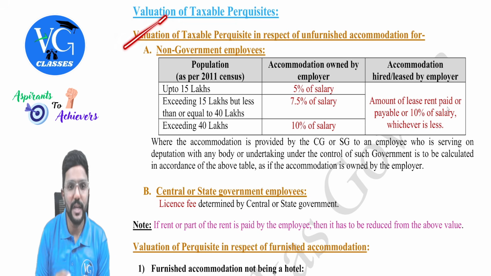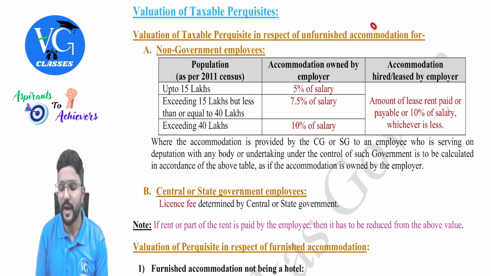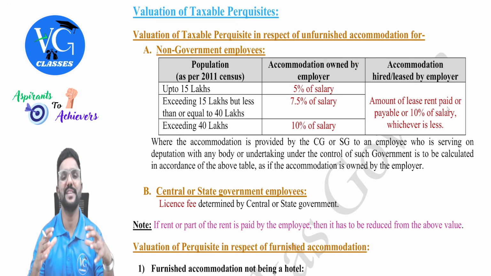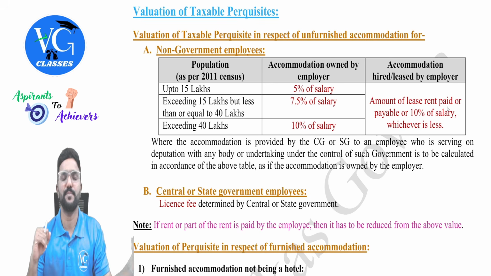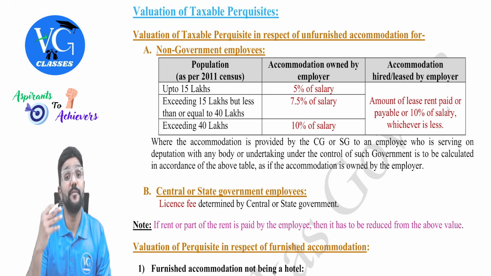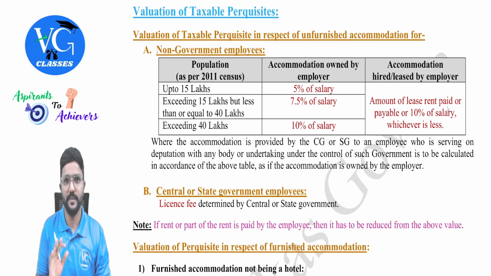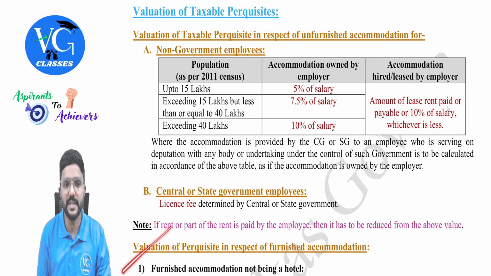Okay, first one, valuation of taxable perquisite in respect of unfurnished accommodation. Unfurnished means, sir, accommodation is provided without any furniture. Only if the building portion is provided. In that case, sir, what if furnished? That we will see later. Okay, under this only it is there. We will see that. But before that, we will learn unfurnished part.